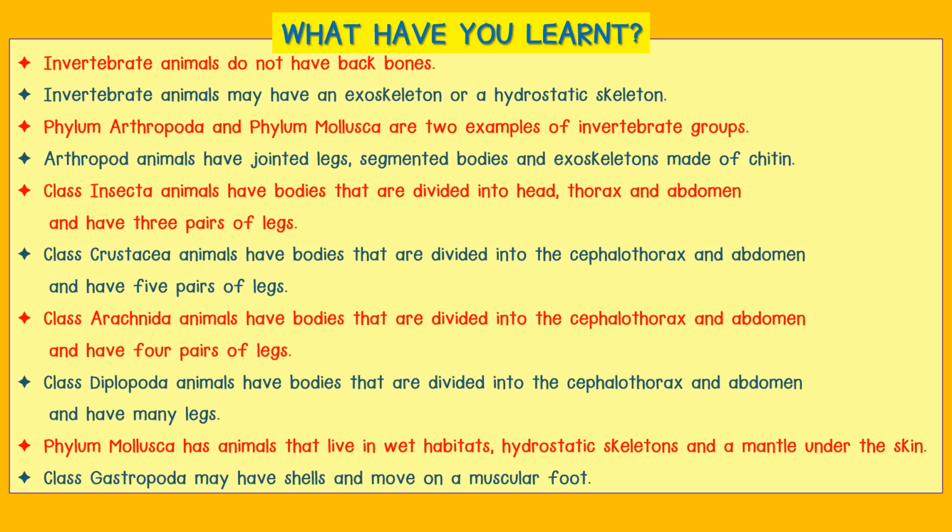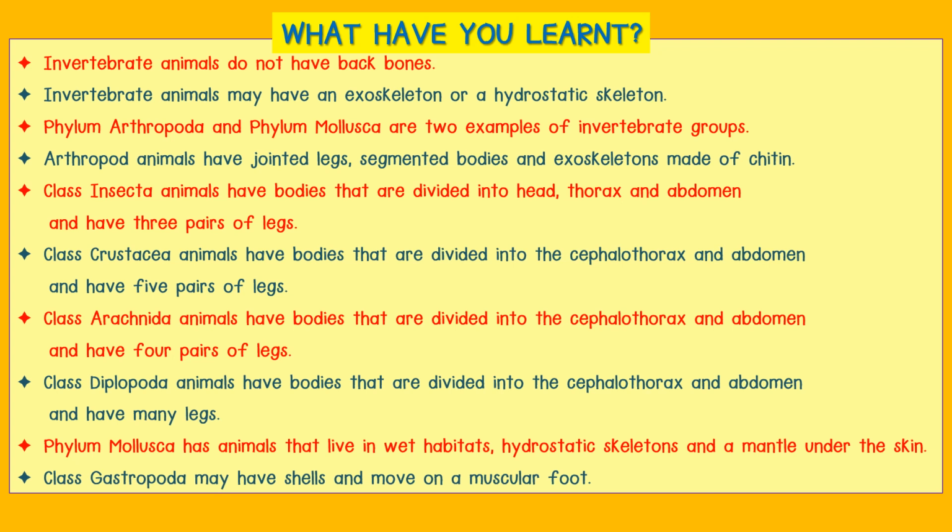That was a lot of information. Let us summarize what we have learned about invertebrate animals. Invertebrate animals do not have backbones. Invertebrate animals may have an exoskeleton or a hydrostatic skeleton. Phylum Arthropoda and Phylum Mollusca are two examples of invertebrate groups. Arthropod animals have jointed legs, segmented bodies and exoskeletons made of chitin.